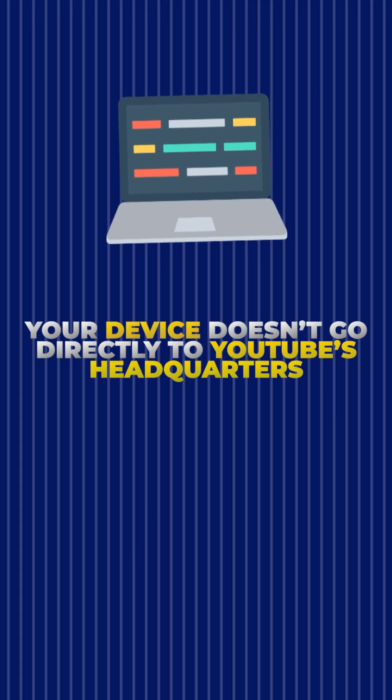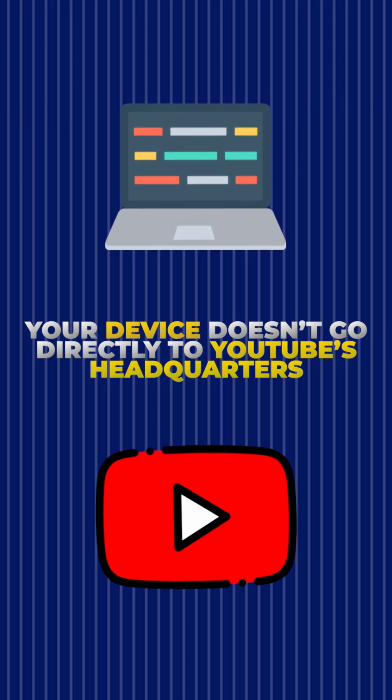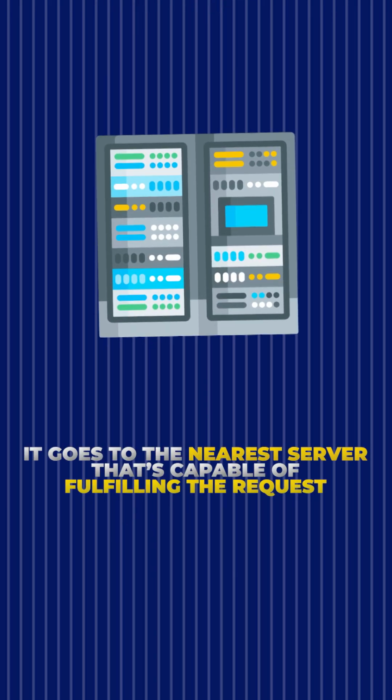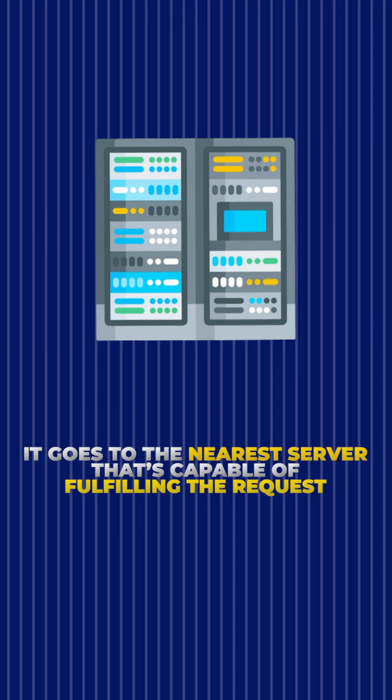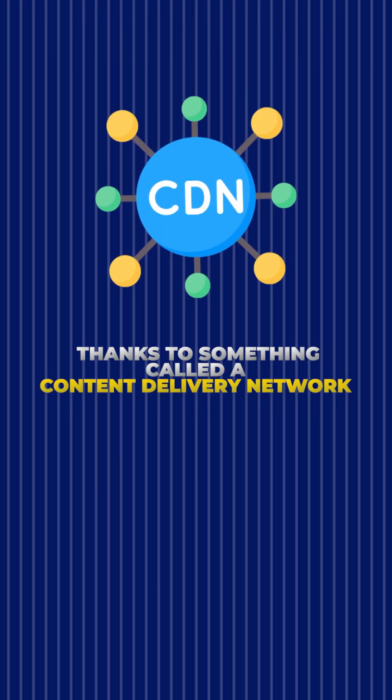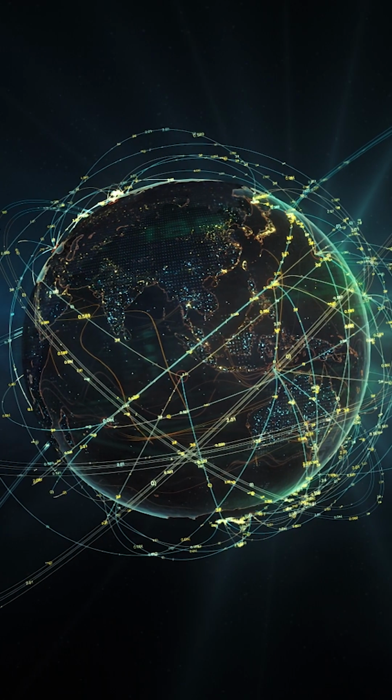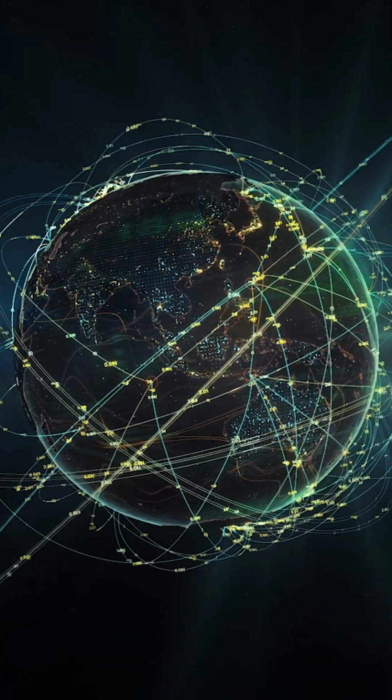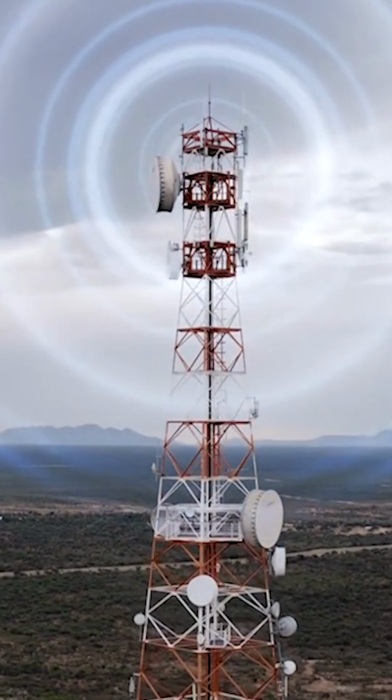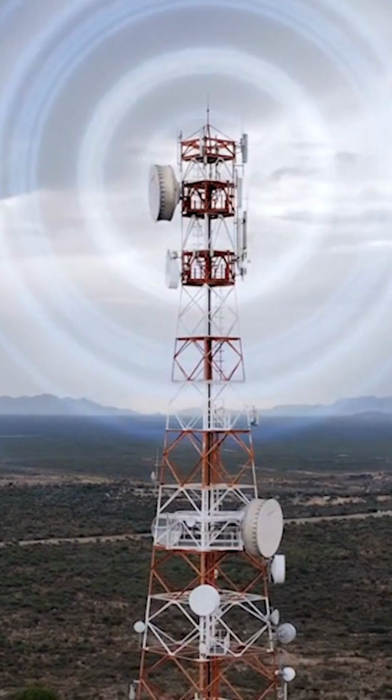Your device doesn't go directly to YouTube's headquarters or your bank's main office. It goes to the nearest server that's capable of fulfilling the request, thanks to something called a content delivery network, CDN. These networks are the unsung heroes of internet speed, caching content close to where it's needed to minimize load time and bandwidth congestion.